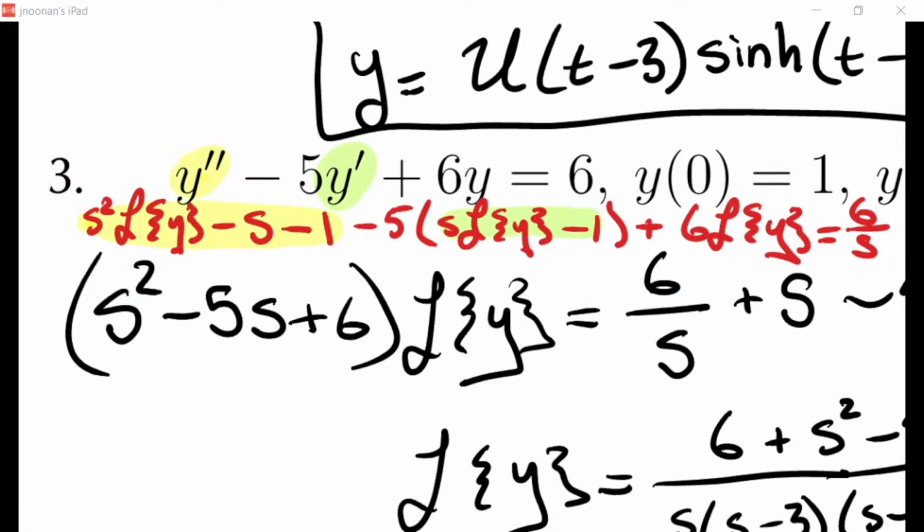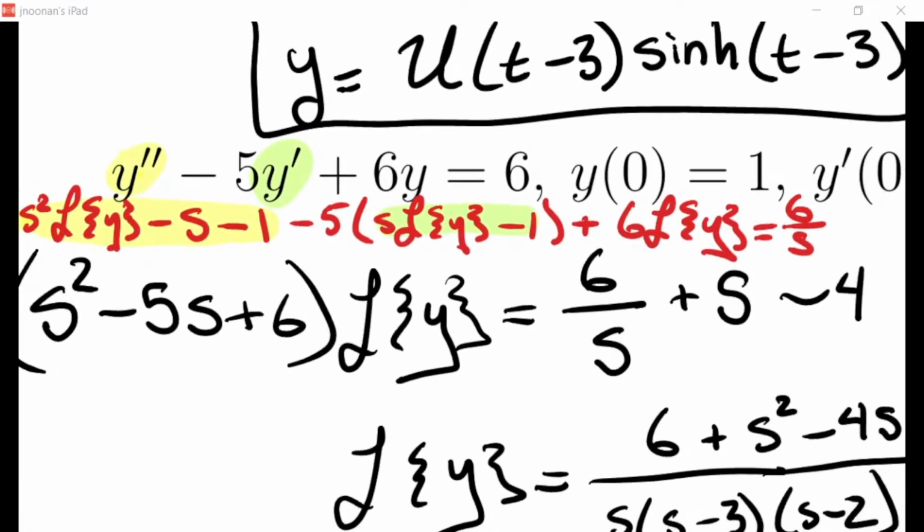So you have s squared times L of y minus 5s times L of y plus 6 times L of y. That's where all of this stuff came from. Then that s over there, that is this s, when you add it to both sides. And then the 4 that you can't see, there it is. That 4, this is negative 5 times negative 1, which is positive 5, minus 1, positive 4, and then move it over and it becomes negative 4. So that's where everything came from.